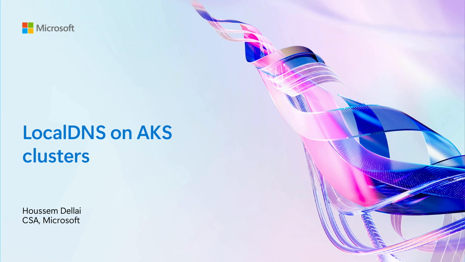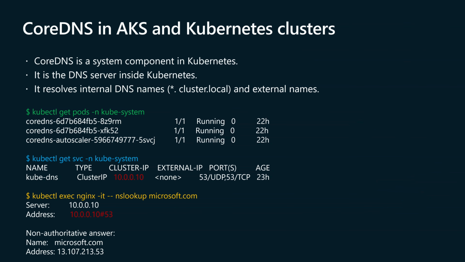You will learn how to enhance the performance and availability of your DNS on AKS by using local DNS. By default, the AKS clusters will rely on CoreDNS to do domain name resolution. CoreDNS is installed into the AKS cluster as a system component, and it will resolve the internal DNS names as well as the external names.